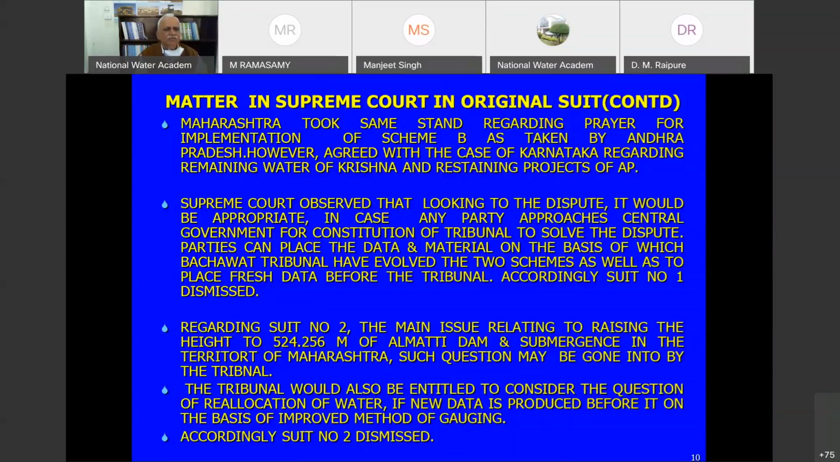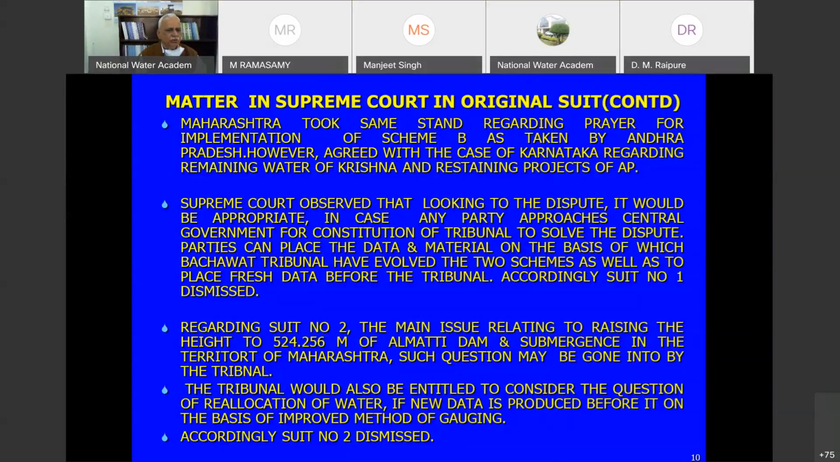Supreme Court observed that looking to the dispute, it would be appropriate in case any party approach central government for constitution of tribunal to solve the dispute. Parties can place the data and material on the basis of which Bachawat Tribunal have evolved the two schemes, as well as place fresh data before the tribunal. The Supreme Court held that since Scheme B is not the decision, Supreme Court has no jurisdiction to intervene in the matter. Accordingly, suit number 1 of the state of Karnataka was dismissed.